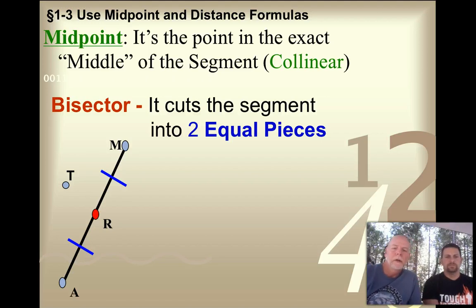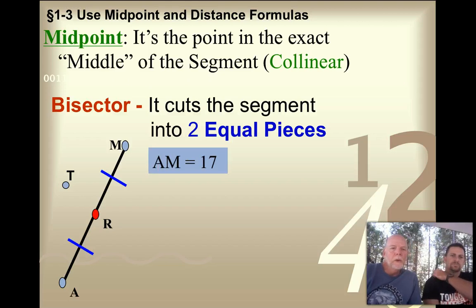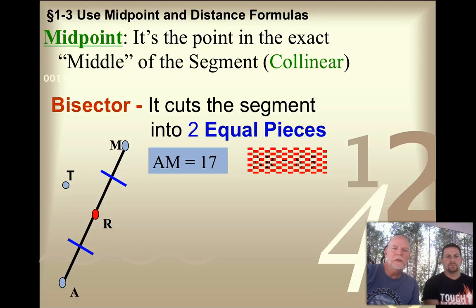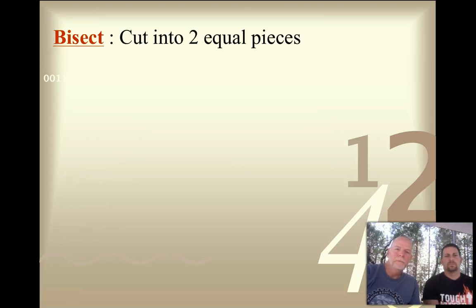All right. So when we're given this fact that AM is 17, the whole segment here is 17 in length, then we can find each of the two pieces. If we're asked to find AR, then AR would be 8.5 because it's half of the 17 total, because we know that R is the midpoint. And so the two halves are the same. All right?